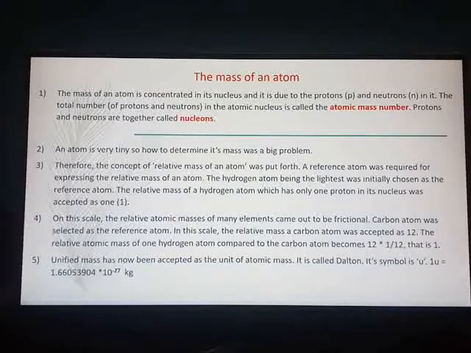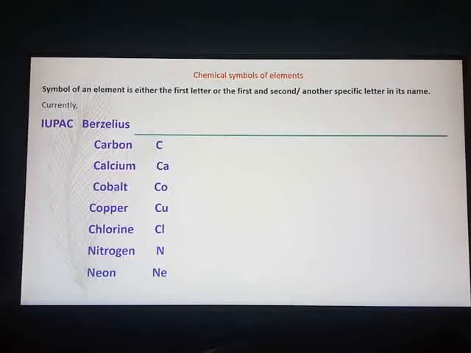It is called as Dalton. Symbol is small u, and 1 Dalton is equal to 1.66053904 multiplied by 10 raised to minus 27 kg. Now today, in today's generation, we have highly accurate methods for measuring the mass of an atom directly. So instead of relative mass, unified mass has now been accepted as the unit of atomic mass. After this, we are going to move to the next topic, that is chemical symbols of elements.